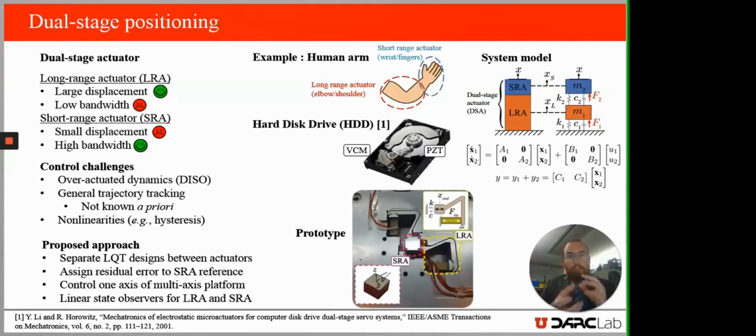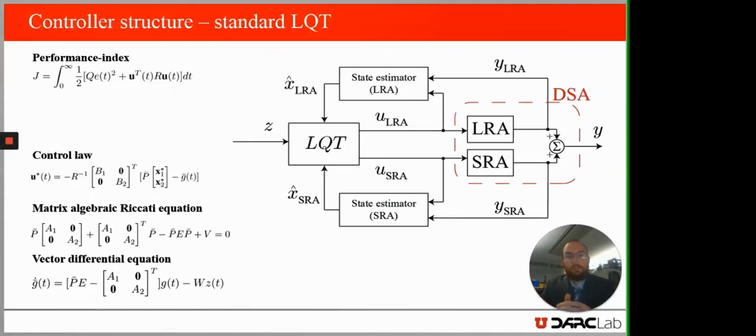I'm interested in adjusting the structure so the actuators have separate references, where the residual tracking error of the LRA is passed directly to the SRA. Models of a prototype dual-stage nanopositioner are used, where control is executed on a single lateral axis. Additional linear state observers are included to estimate states where required by the controllers.